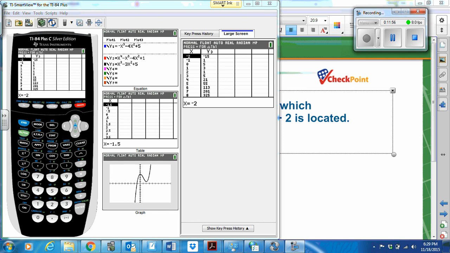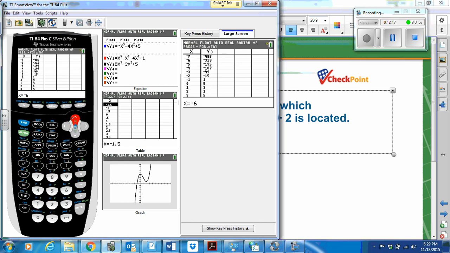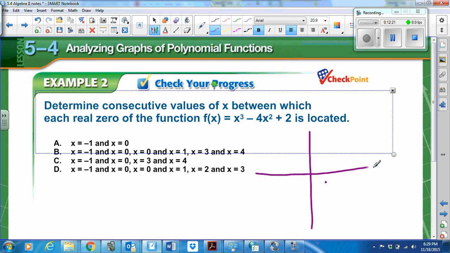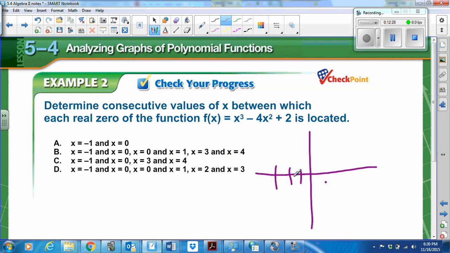So if I simply go by the table, I see that I have the output values changing. At -2, the output is -3, and at -1, the output is 1. So it has to cross the x-axis between -2 and -1. That's the only sign change that I'm seeing in relationship to the table. So if I were to quickly graph this, we have a 0 that's occurring between -2 and -1.